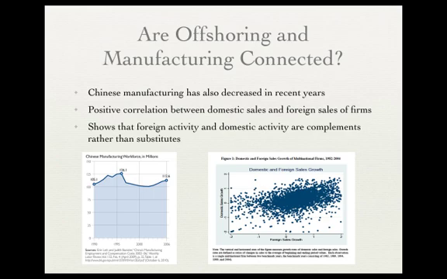Additionally, if you look at the graph to the bottom right, the upward sloping relationship between foreign activity or foreign sales growth and domestic sales growth indicates that foreign sales and domestic sales are complements rather than substitutes. This would be contrary to the theory of fixed amount of production, in which an increase in one, such as the foreign activity, would cause a decrease in other domestic activity.